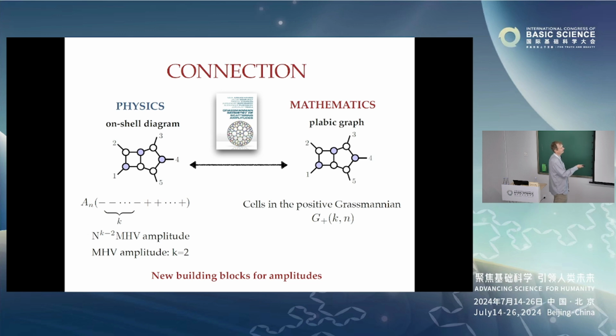The k and n in the mathematics, which correspond to the size of this matrix, correspond to the number of external particles, and k is the number of negative helicity gluons. The rest are positive helicity gluons in amplitudes. But so far there is no connection. It's just the same object used in physics and in mathematics for different purposes. One calculates a matrix, the other one is used for amplitudes.